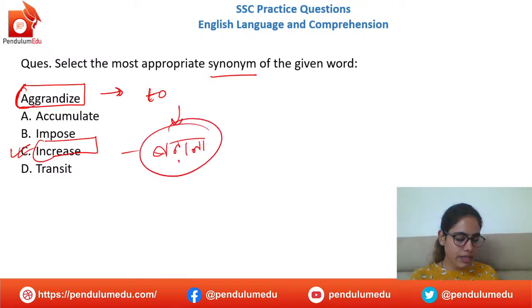Yes. Aggrandize. देवेश, तरुण, that's right, that's right. Accumulate होता है इकट्ठा करना. Impose किसी को force करना. Transit जैसे movement, okay, travel movement. That's right, Sanjeev. Ashish, option C, that's increase, is absolutely correct. Let's go ahead on to the next one, learners.